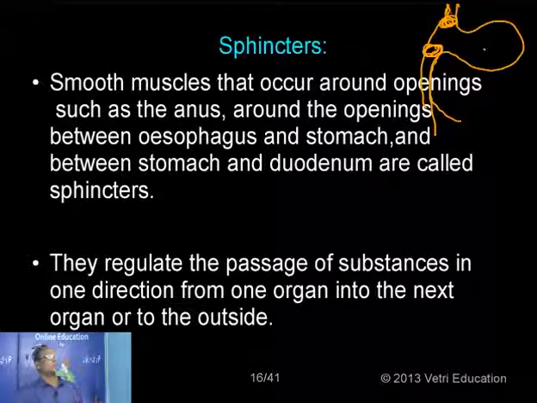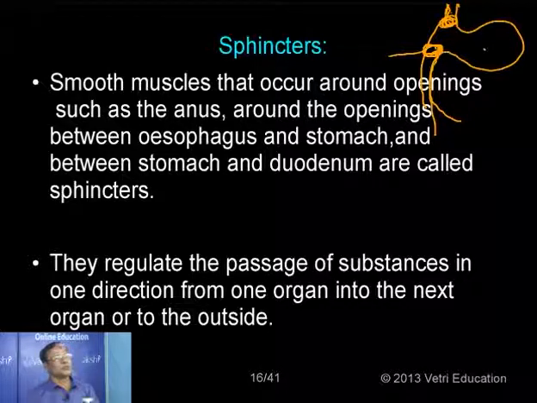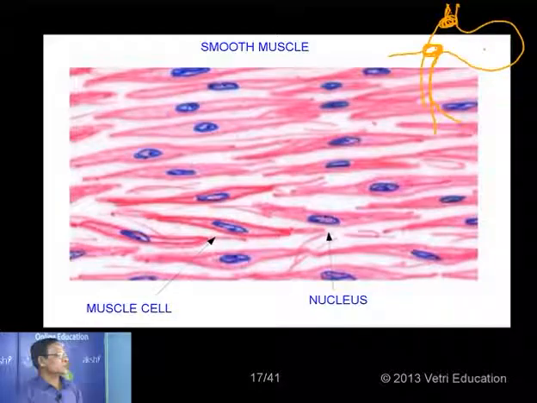The main function of such sphincter muscles is to regulate the flow of substances from one organ to another organ or to the outside. For example, the ring of muscles in the anal sphincter is responsible for the passage of waste outside. The pyloric sphincter, between the stomach and the small intestine, regulates the flow of partially digested food from the stomach into the duodenum, the first part of the small intestine. So in any way they are concerned with the passage of substances from one organ to another organ or from the body to the outside. They are smooth muscles.